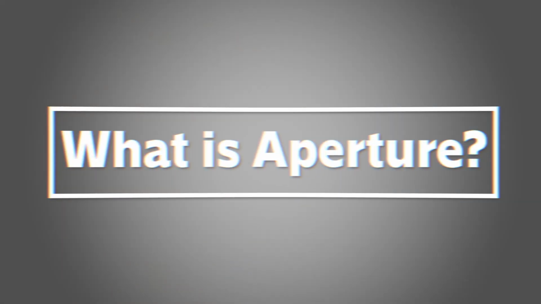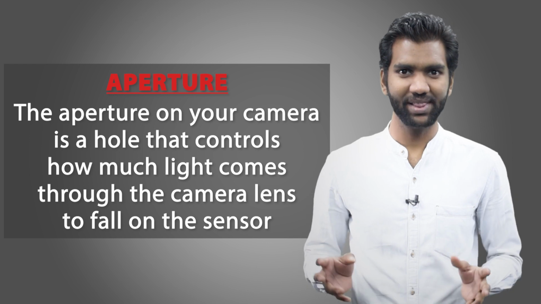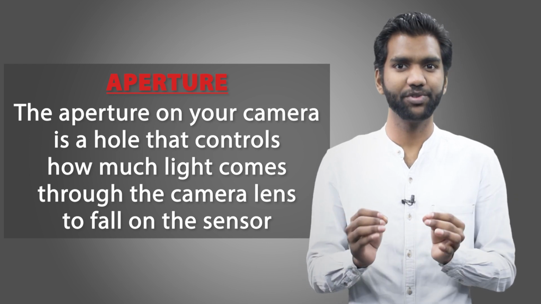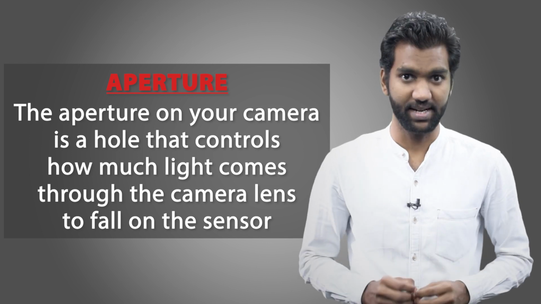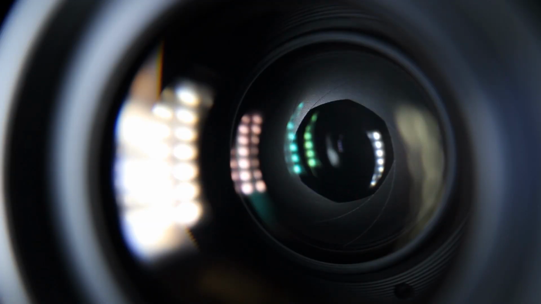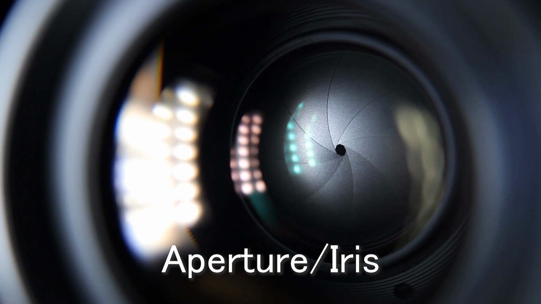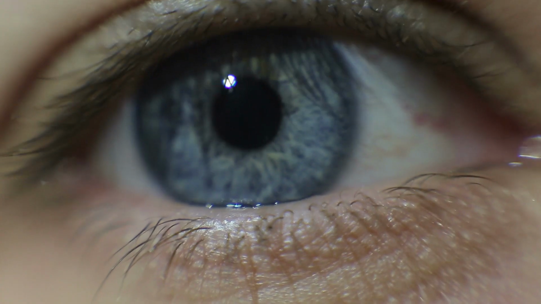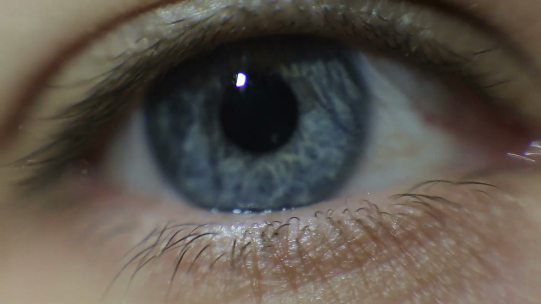In this video, you will learn about aperture and how it affects exposure. So first, what is aperture? The aperture on your camera is a hole that controls how much light comes through the camera lens to fall on the sensor. Inside your lens is a hole. This hole can go bigger and smaller, and this is the aperture, which is sometimes called the iris, similar to the iris of the pupil of your eye.